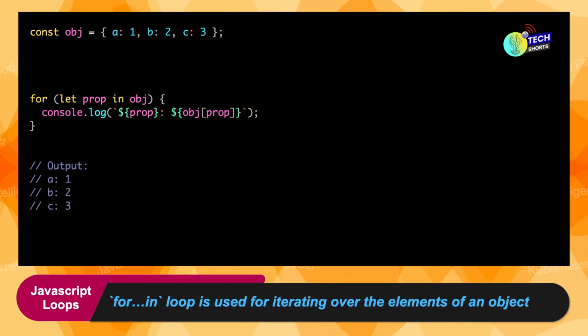The for in loop is used to iterate over the properties of an object. The syntax of for in loop includes a variable to represent the property name and the object to iterate over.